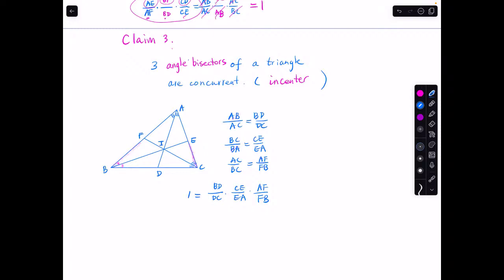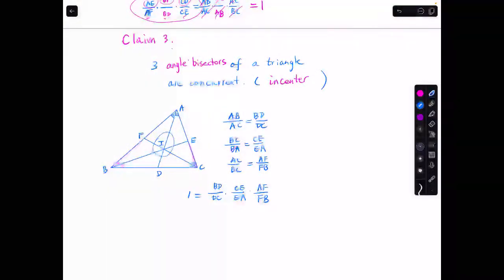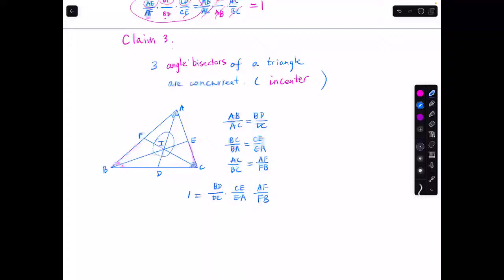I think today we just covered Ceva's theorem and some examples of using it to prove that the orthocenter and incenter of a triangle will meet at the same point inside the triangle. All right, so I think that's it for today, and thank you for your time. We're going to continue with these geometric theorems.